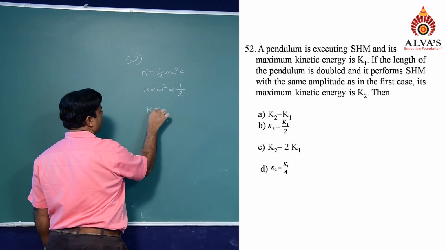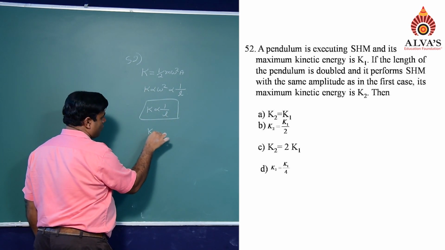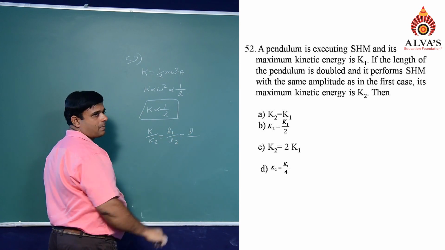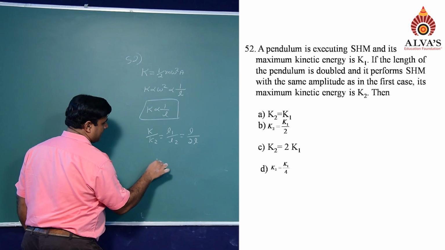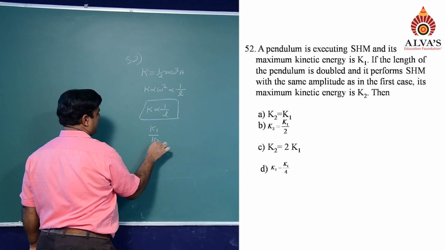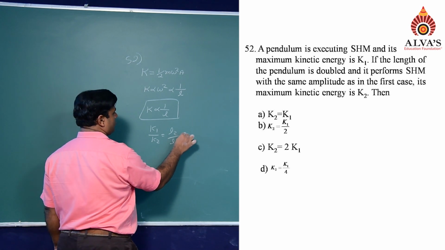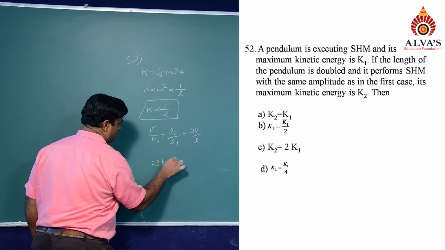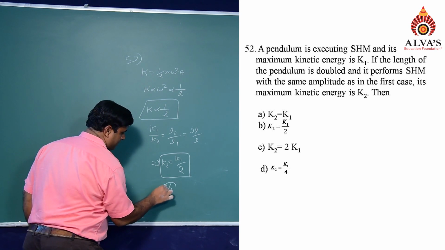Therefore, K is proportional to 1 by L, implies K1 by K2 is L2 by L1. L1 is L, L2 is doubled, means 2 times L, so K1 by K2 equal to L2 by L1, which is 2L by L, implies K2 equal to K1 by 2. So, the answer is B.